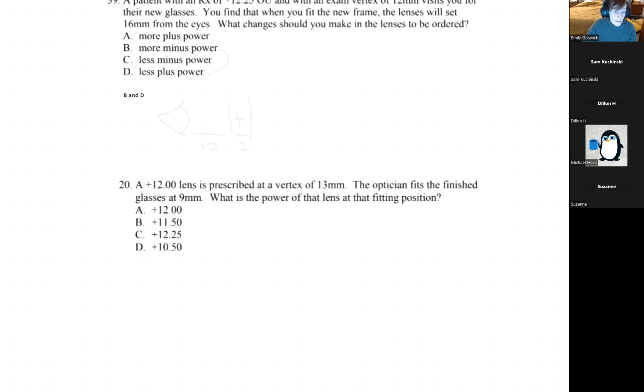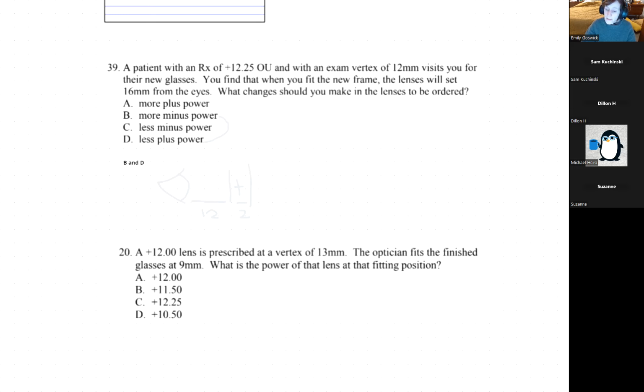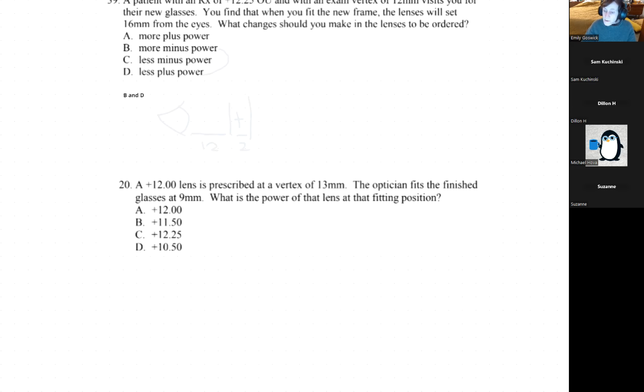So let's go ahead and do that. One thing I'm going to do is give you the formula, but you could also think about this a little bit just by what we know from up here, because we know that if that plus lens was moved away from the eye, it would gain in plus power. But if it's moved closer to the eye, it's going to be reduced in plus power.